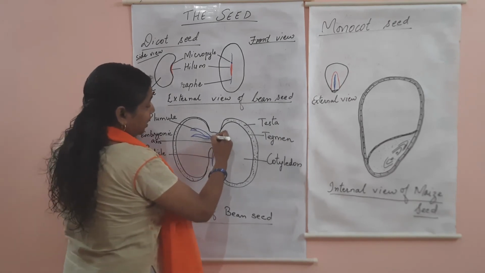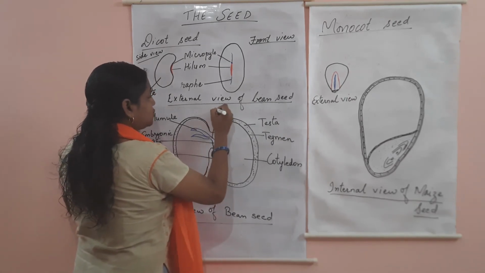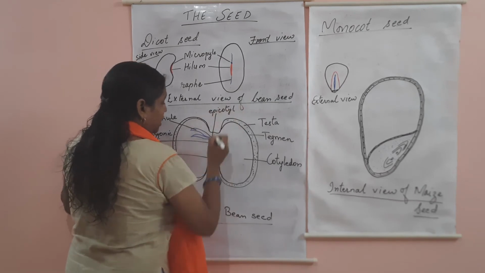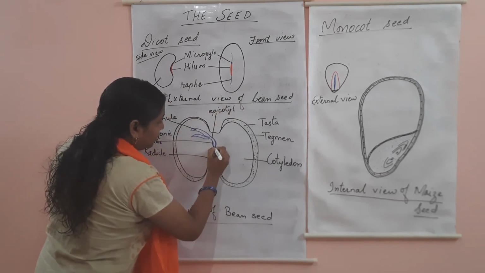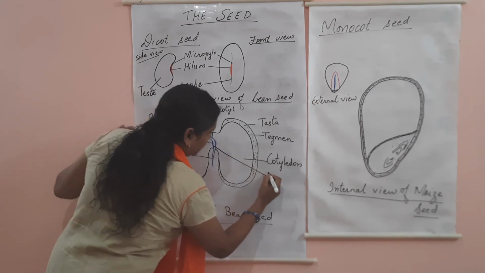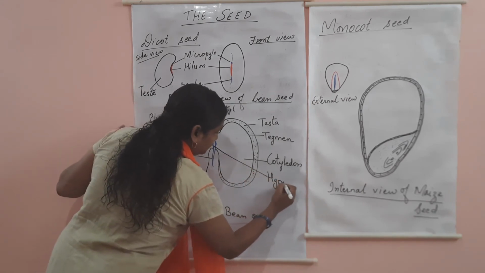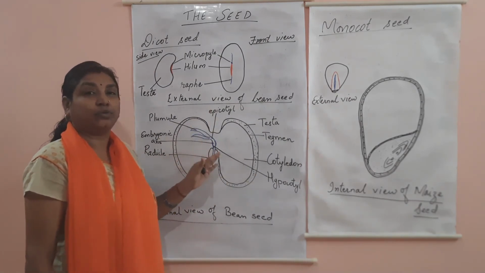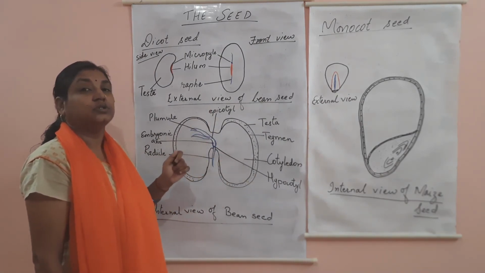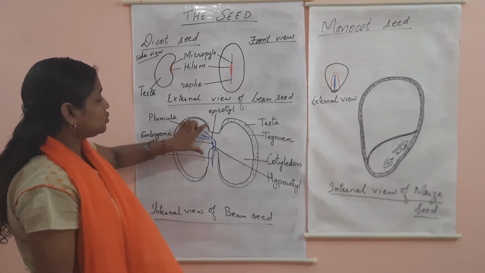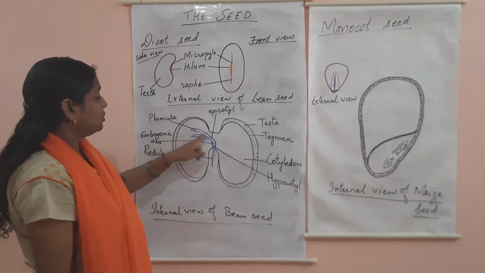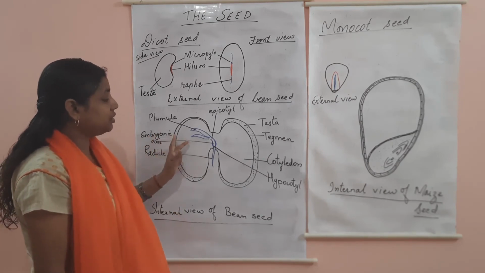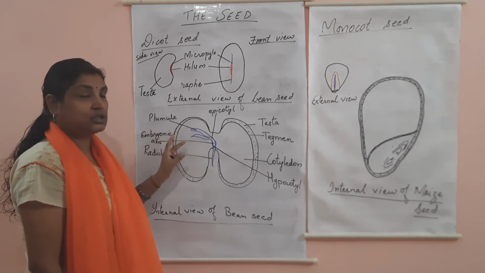The part above the embryonic axis is known as epicotyl, and the part below the embryonic axis is known as hypocotyl. Based on the growth of epicotyl and hypocotyl, we have different types of germination. So this whole part is your embryo. This is the internal structure of your bean seed.